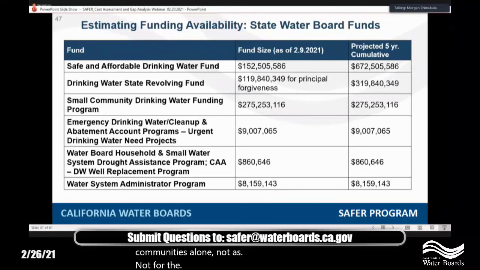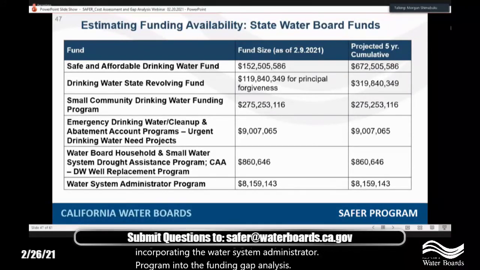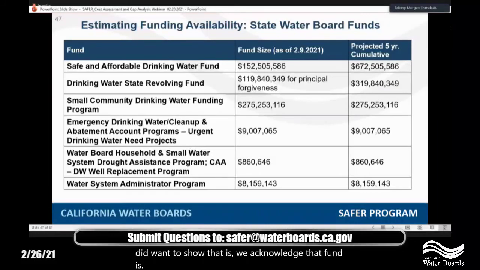And another thing just to mention here, we show the Water System Administrator Program because that is an important funding program for SAFER program. However, for the gap analysis, due to data constraints, we weren't able to model administrator costs. And so we aren't going to be incorporating the Water System Administrator Program into the funding gap analysis, but we did want to show that we acknowledge that that fund is there for SAFER programs. Next slide.